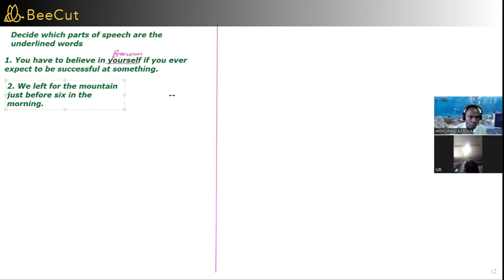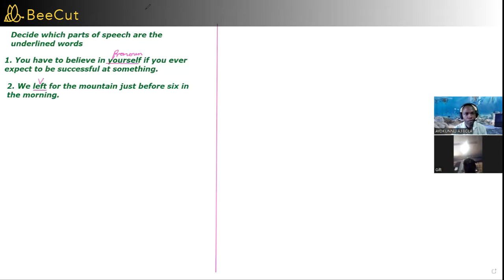So I'm going to underline the word left. What part of speech do you think is the word left? We left for the mountain just before 6 in the morning. So what part of speech is the word left? Do you know? Verb. Verb, very good. And the present tense should be leave while the past tense is left. So that's a verb.